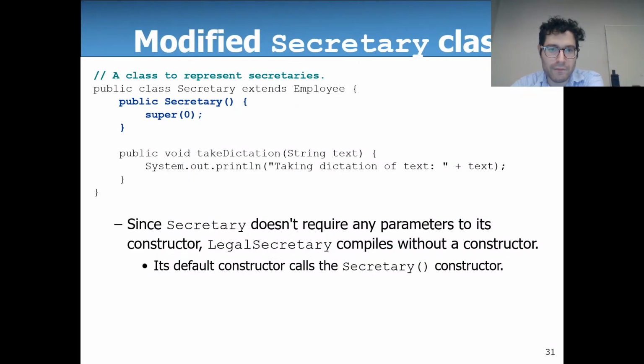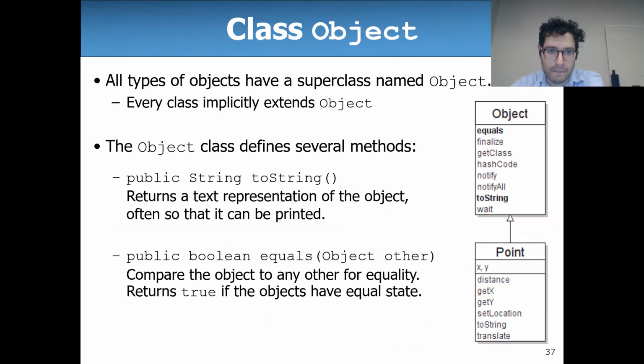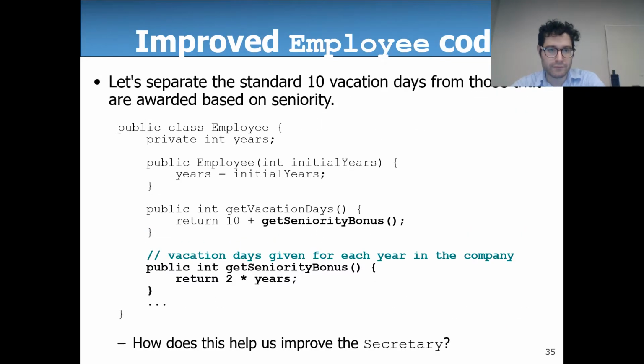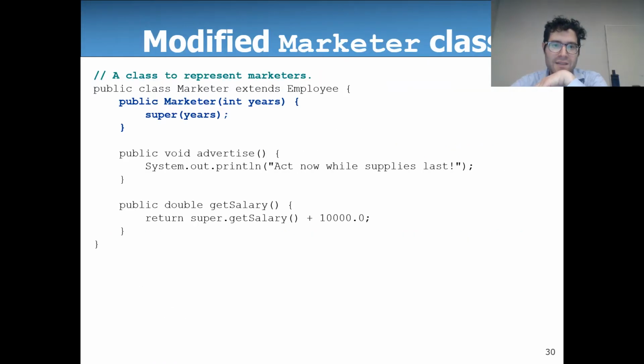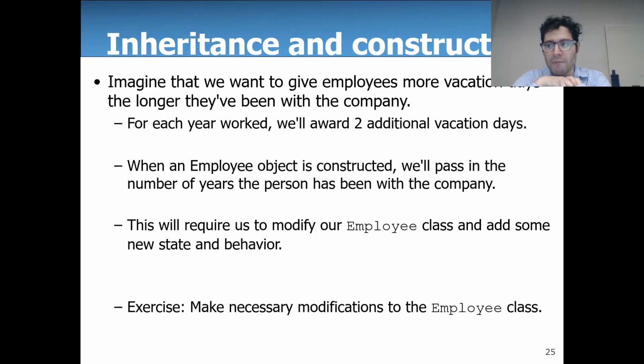So let's see how they go into these. Let's see basically how they use constructors. And remember, this is going to go into more detail about how constructors and inheritance work, right? So imagine that you get more vacation days the longer you're with the company. If you work a year, you get 2 more vacation days. So when an employee is constructed, we'll pass in the number of years that the person's been with the company.